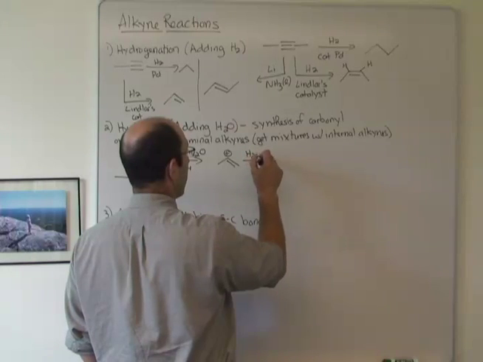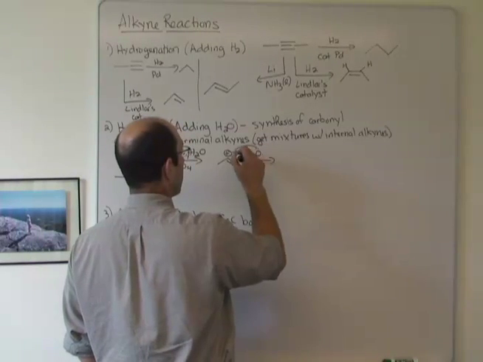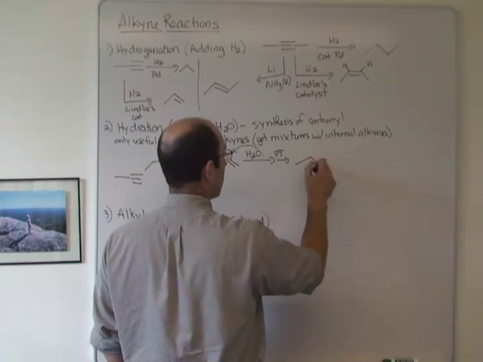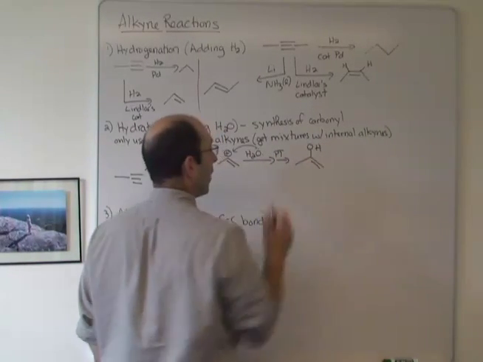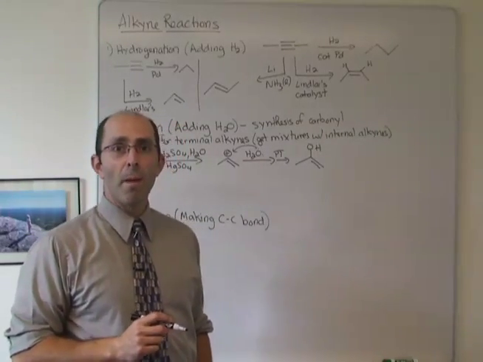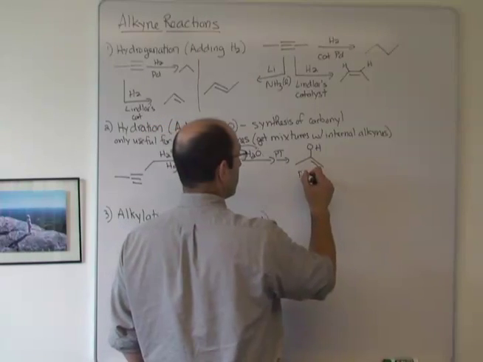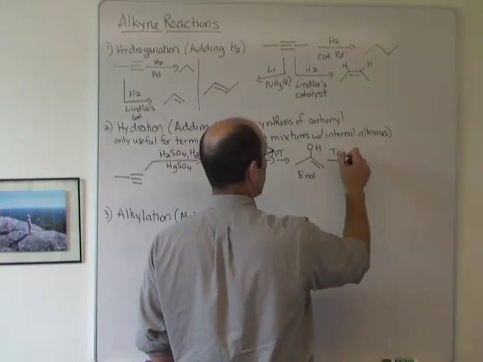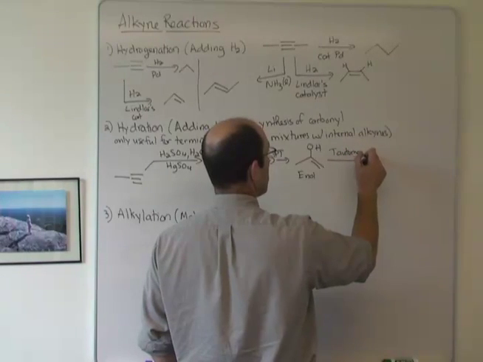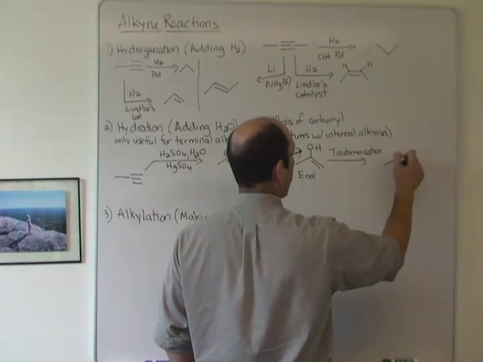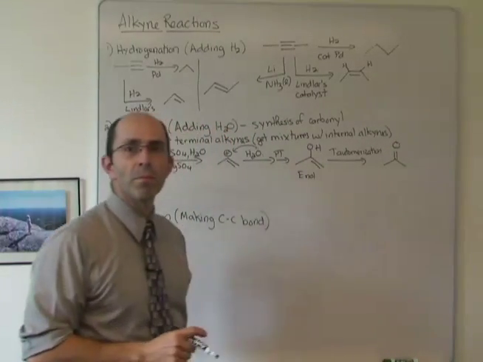Water's going to add to that, right? You're going to have a proton transfer, and you're going to end up at that alcohol, right? And this is the point where you should remember that this is an enol, and that enols undergo tautomerization to give you a ketone, okay?